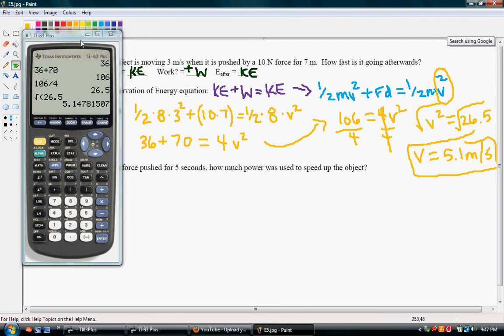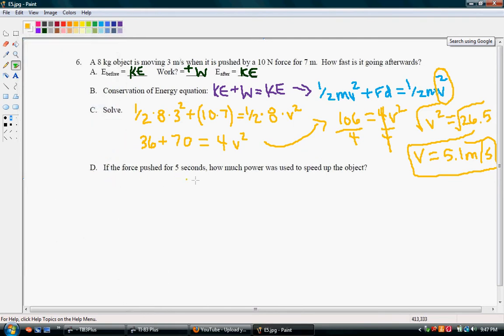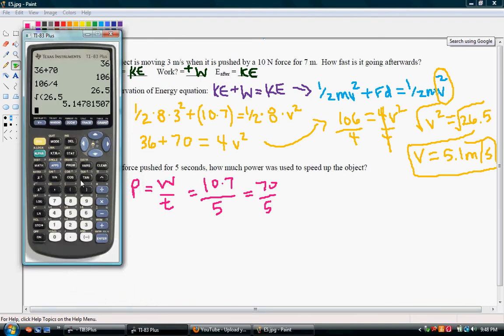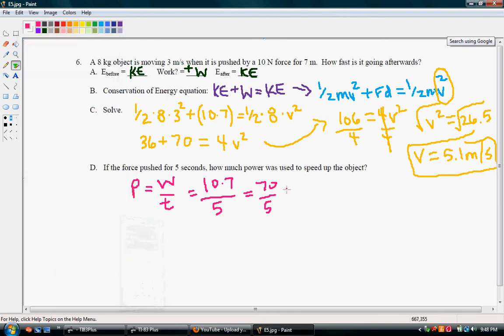Okay. And then the last question asks, if the force pushed for 5 seconds, how much power was used to speed up the object? Alright, well we know that power is work over time, and it says right here our time is 5 seconds. And we know that work is equal to a force times the distance. Here's our force times the distance. So we know that 10 times 7 over 5 seconds equals 70 over 5, which is equal to 14. So we have 14, and what are the units for power? We've got watts. So 14 watts of power.